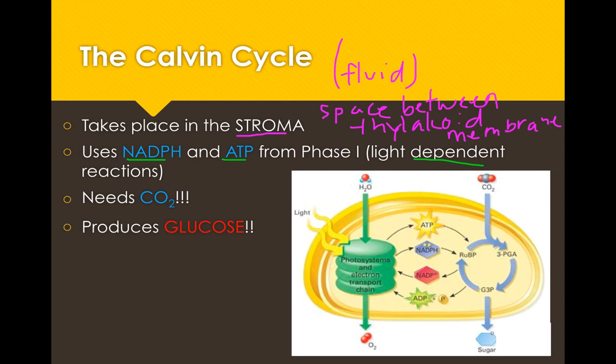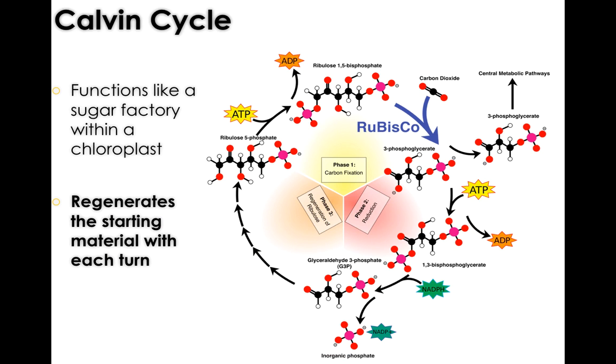It also needs CO2. You'll see right here the CO2 that gets entered into this reaction. So we have ATP from the light dependent reaction, NADPH from the light dependent reaction, and also CO2. The main product of this is down here, this sugar, which we know of as glucose. Basically it functions like a sugar factory, whose main objective is to produce this sugar.